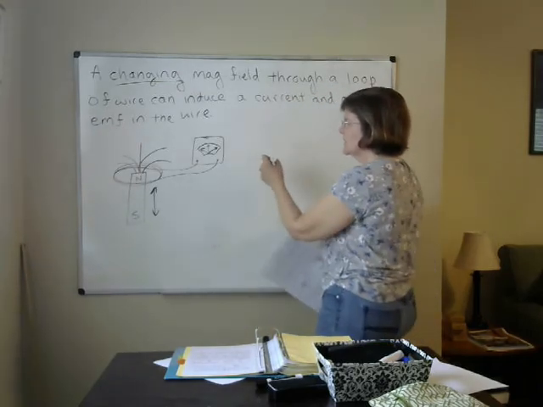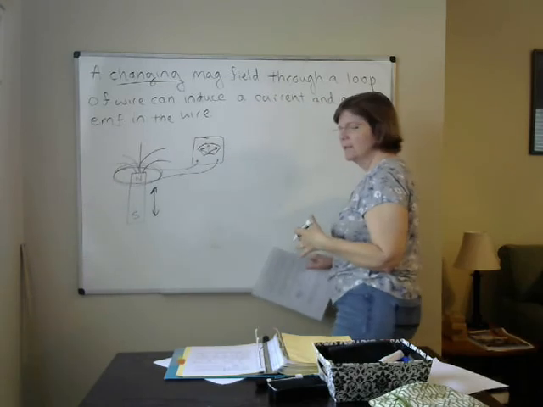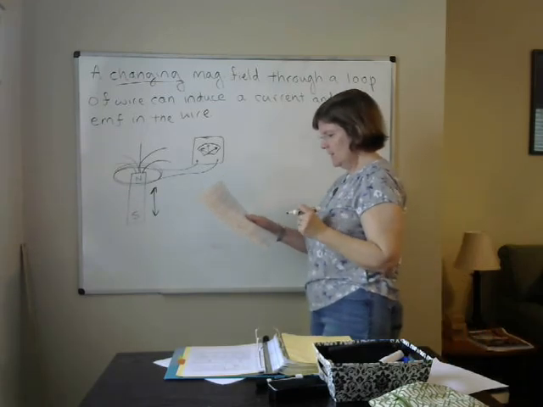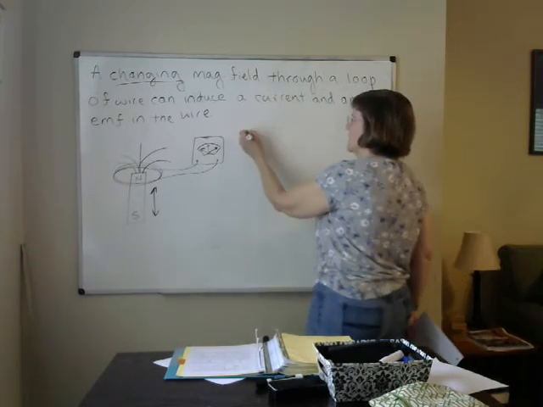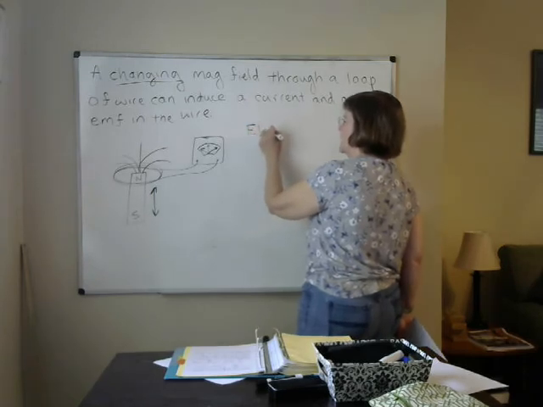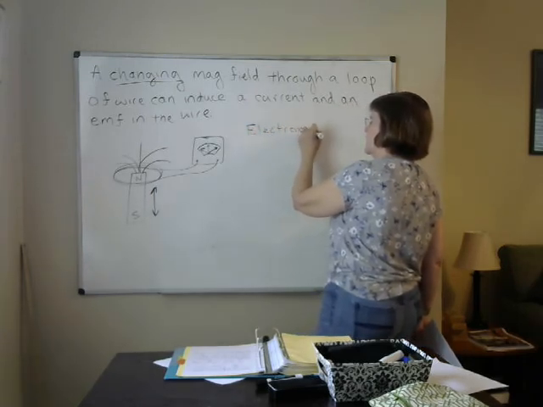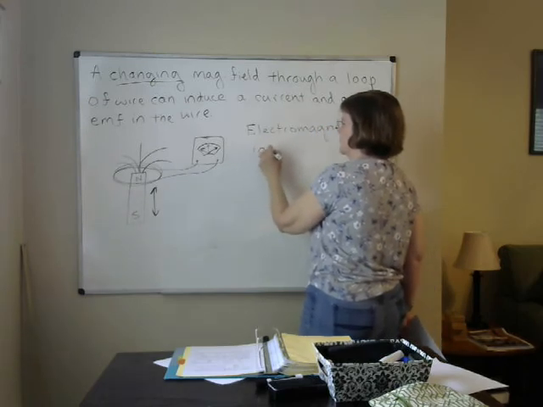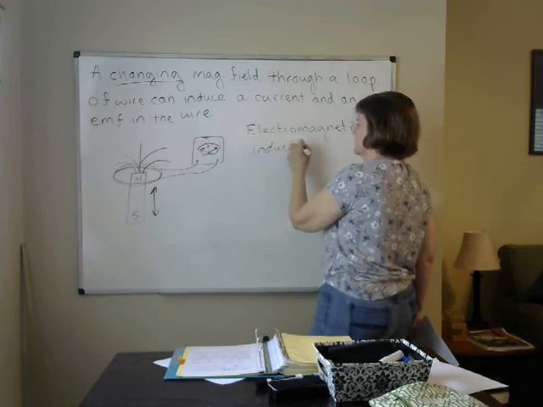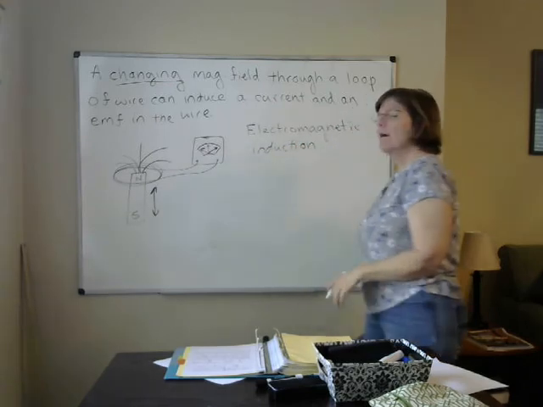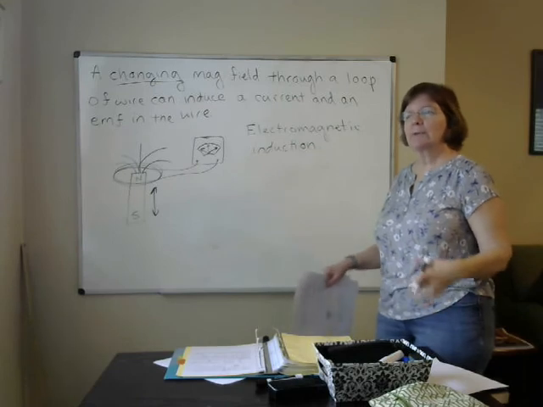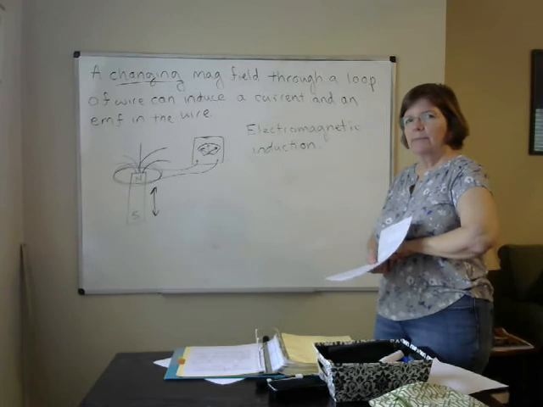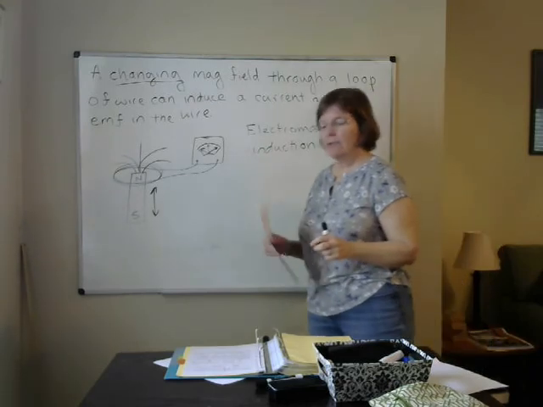This is called a galvanometer. It's a very sensitive ammeter. It just measures current. We call this process electromagnetic induction. All of the electricity that runs through our homes is generated on this principle of electromagnetic induction. We're not going to go into the real specifics of it.